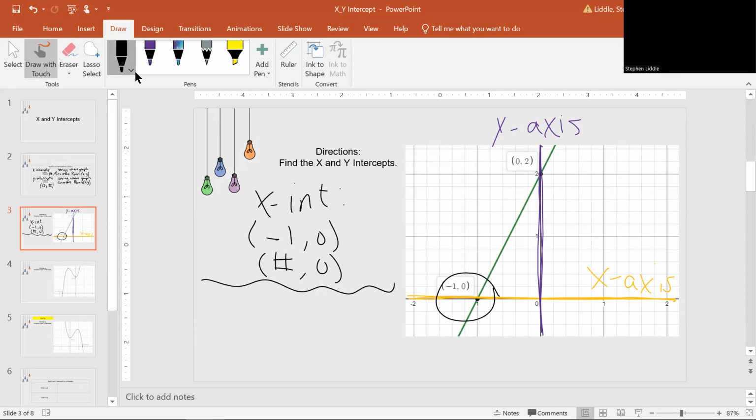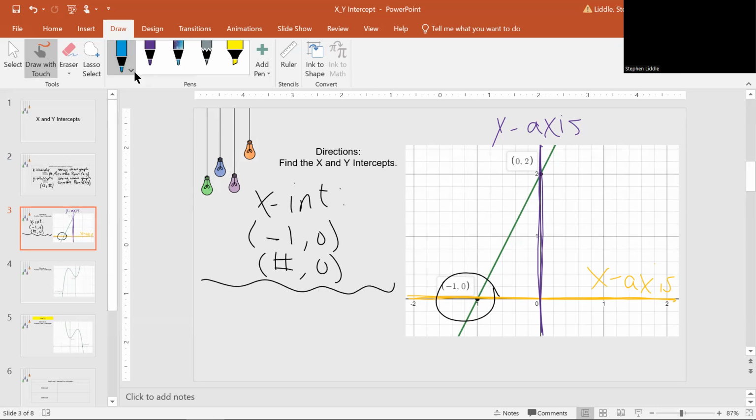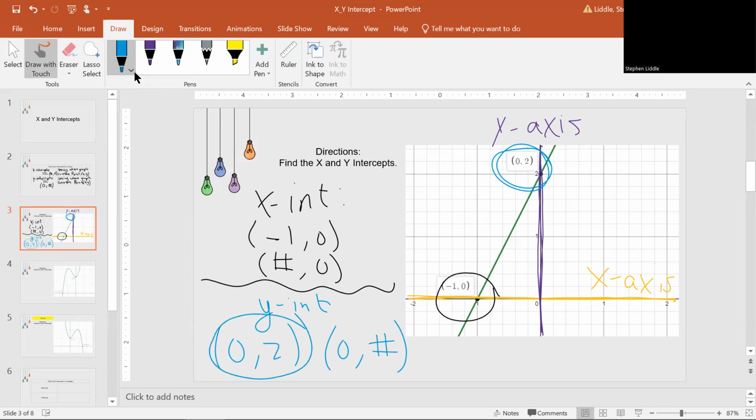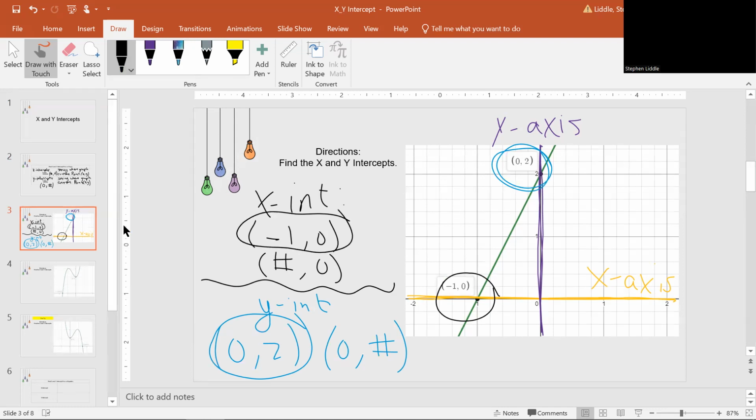Similarly, if we're trying to find our y-intercept, let's use this color, we're looking at our y-axis, which is colored in purple. Our graph crosses at this point, 0, 2. So 0, comma 2 is our y-intercept, which followed our rule that we have 0, comma a number as our answer. So this 0, 2 is going to be our y-intercept, and then -1, comma 0 is our x-intercept.